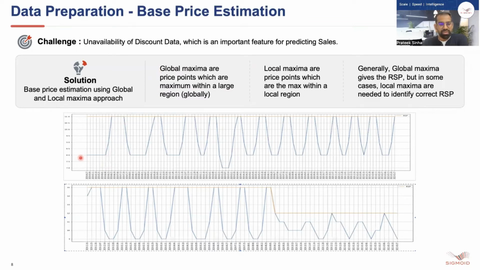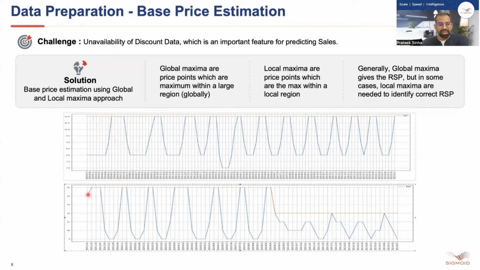So in the first plot, we can see the price data variation for one of the items. First, it is at $8, then it is changing to 11, and like that, it is oscillating between 8 and 11. So in order to identify what is the discount on this item, first we need to identify the regular selling price or the MRP. Here in this case, it should be $11. So once we estimate the RSP, we can subtract price from RSP and get discount.